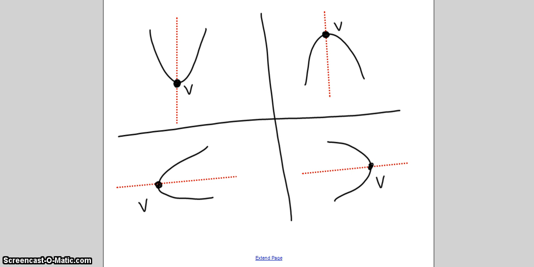The next thing, every single one of these is going to have a focus. The focus has to be on your focal axis. He always goes inside the parabola, so I'm going to make him green. Here's all of my foci. That's the plural focus. I'm going to put an F next to that.